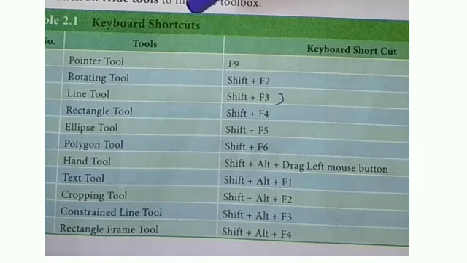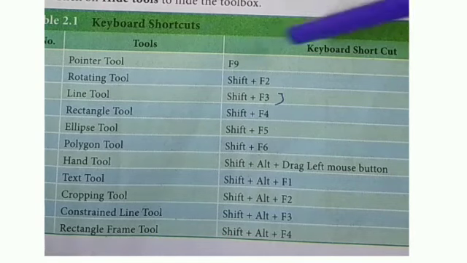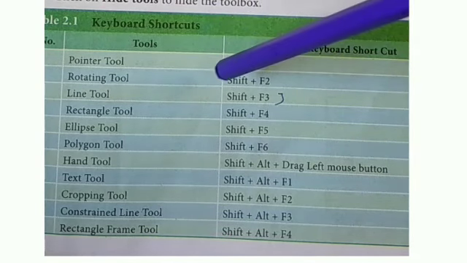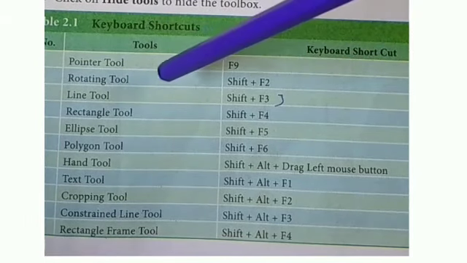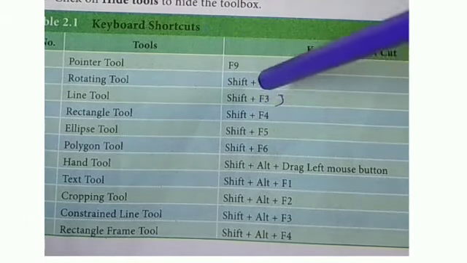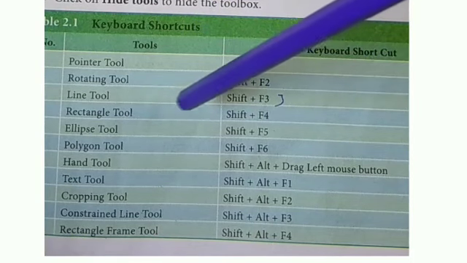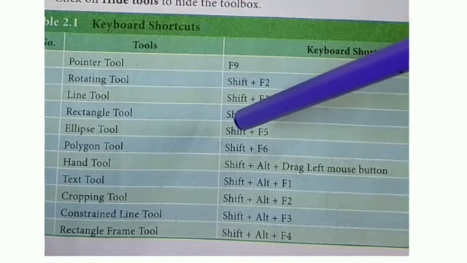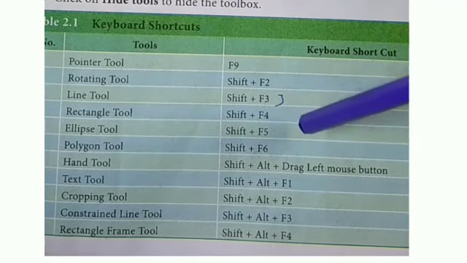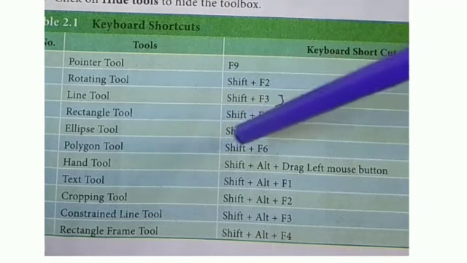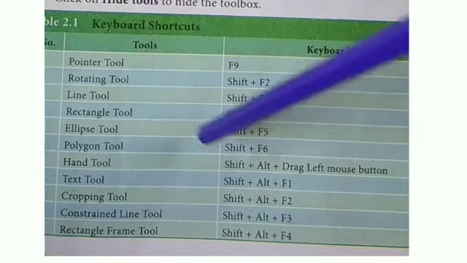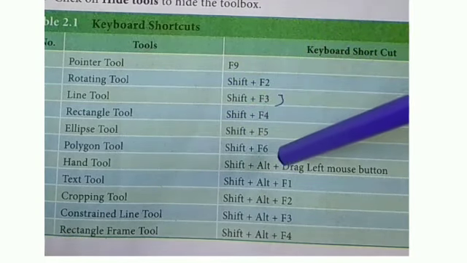Now we will see the keyboard shortcuts. Instead of using the mouse action we can use the keyboard shortcuts. First one in the toolbox, pointer tool: instead of clicking the pointer tool we can use the key F9. For the rotating tool we can use the key combination Shift plus F2. For the line tool we can use the keyboard shortcut Shift plus F3. For rectangle we can use Shift plus F4. For ellipse tool we can use Shift plus F5. For polygon tool we can use Shift plus F6.